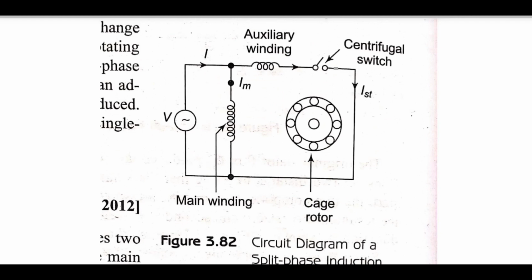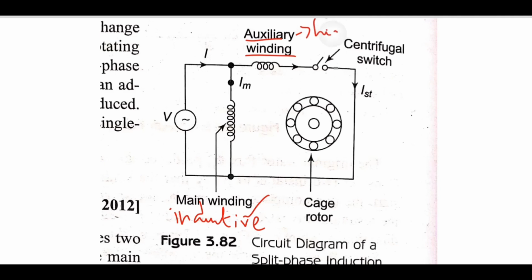Well, we'll see the circuit diagram of a split phase induction motor. In this type of single phase induction motor, the stator carries two windings, a main winding and an auxiliary winding. Here the main winding is purely inductive, and the auxiliary winding is highly resistive.